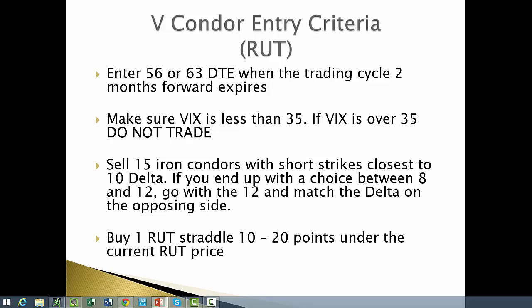So what we're going to do to enter this is sell 15 iron condors with the short strikes closest to 10 delta. If we end up with a choice between 8 and 12, we're usually going to go with a 12. I would rather go a little bit higher delta than lower delta. And then, of course, if I have to go at 12 on the call side, for example, I'd want to do a 12 on the put side. If I end up doing an 8 on the call side, I'll do an 8 on the put side. But in general, you want to be around that 10 level. Then, after we sell those 15 iron condors, we're going to buy one Russell straddle, and it's going to be 10 to 20 points under the current Russell price.